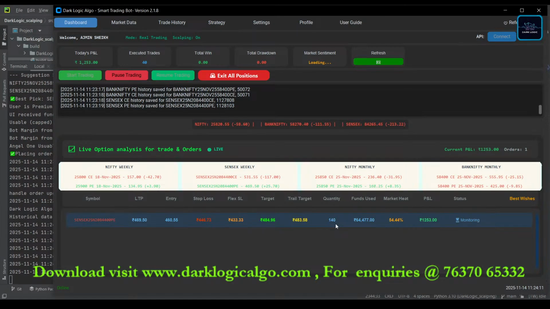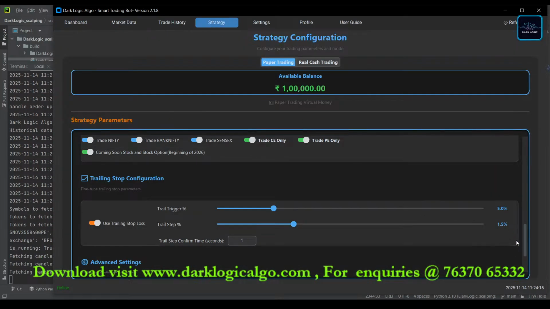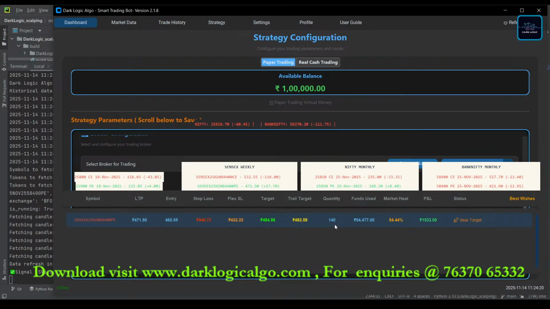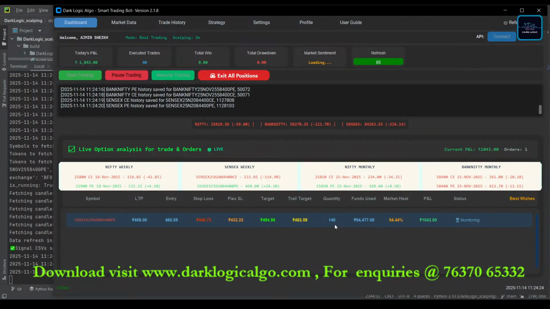Quantity 140, nearly 7 lots. We have allowed the bot to trade 7 lots here. You can see lots per trade. So it placed nearly 7 lots of Sensex. And it automatically placed the stop loss. The entry was 460 and 446 was the stop loss, and the target is 484.